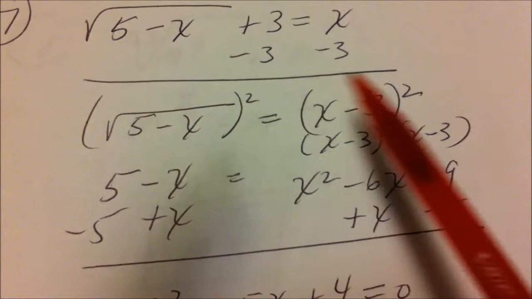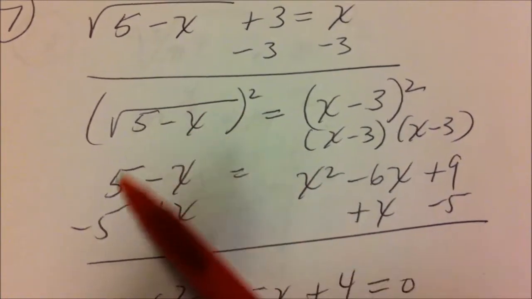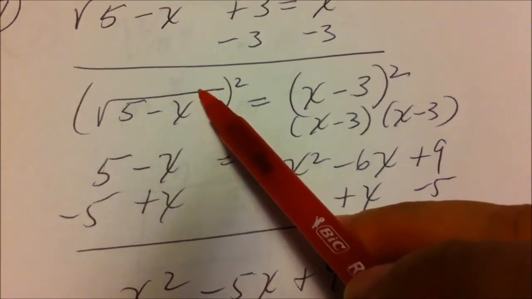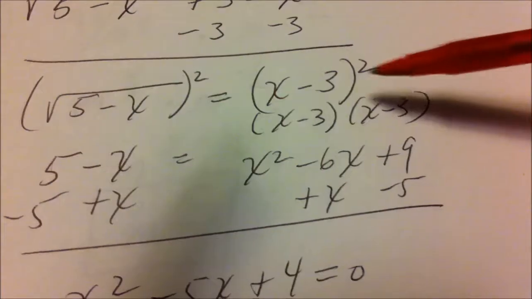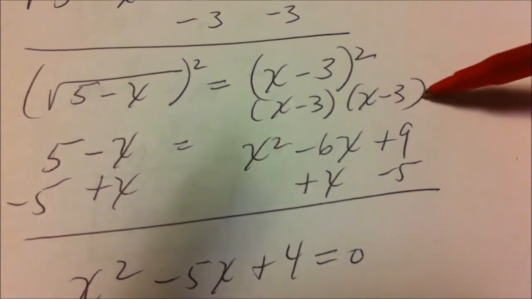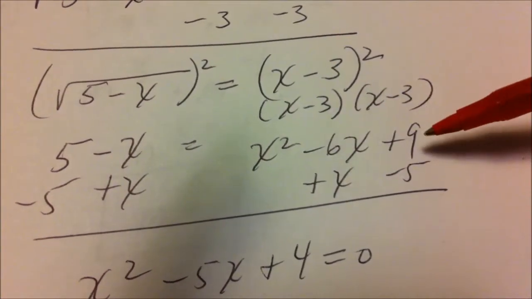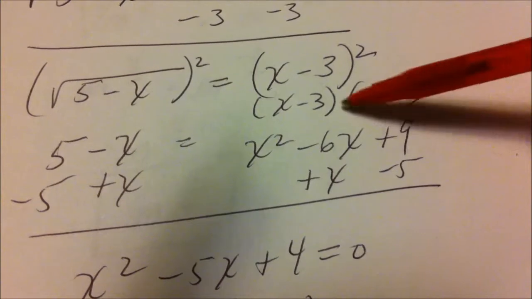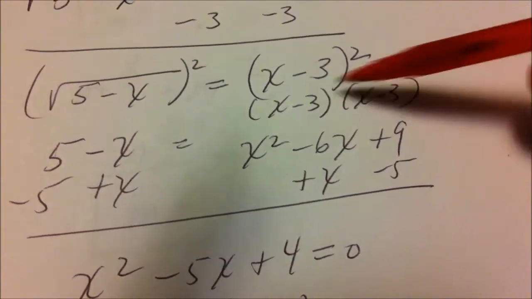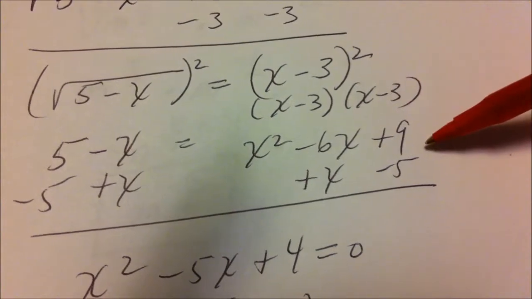So when we square both sides, we're left with 5 minus x over here, because the squaring and the square root counteract each other, additive inverses. And here you have to write this out twice, because whenever you square something, you multiply by itself. When you do double distribution or FOIL, you get x squared minus 3x, which is minus 6x, plus 9, because a negative times a negative is a positive.